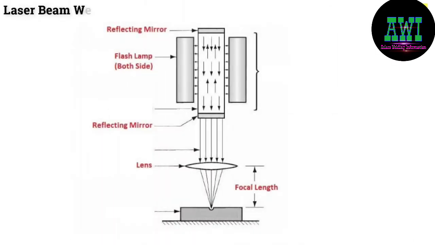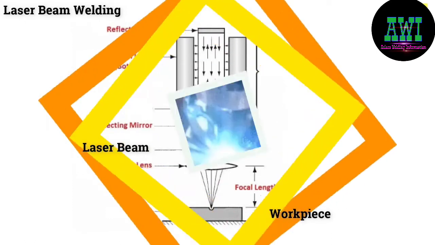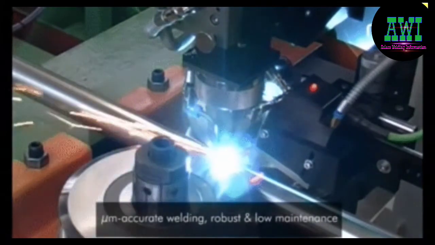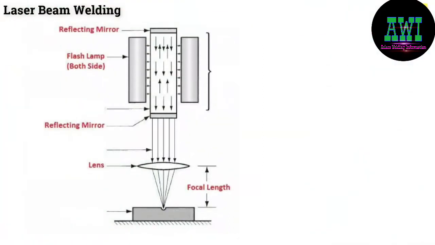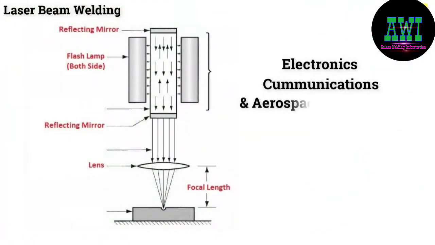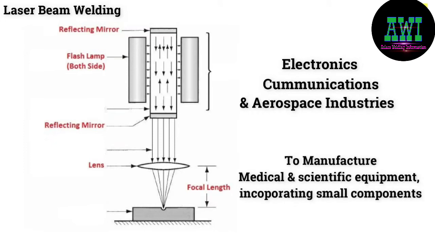Laser beam welding is a welding process in which heat is formed by a high-energy laser beam targeted on the workpiece. The laser beam heats and melts the ends of the workpiece, making a joint. In this type of welding, the joint is formed as a sequence of overlap spot welds, or as a continuous weld. It is employed in the electronics, communications, and aerospace industries to manufacture medical and scientific equipment, incorporating small components.